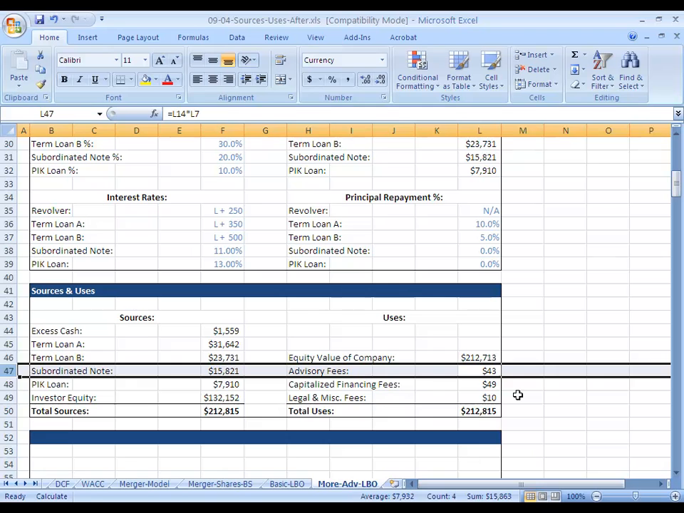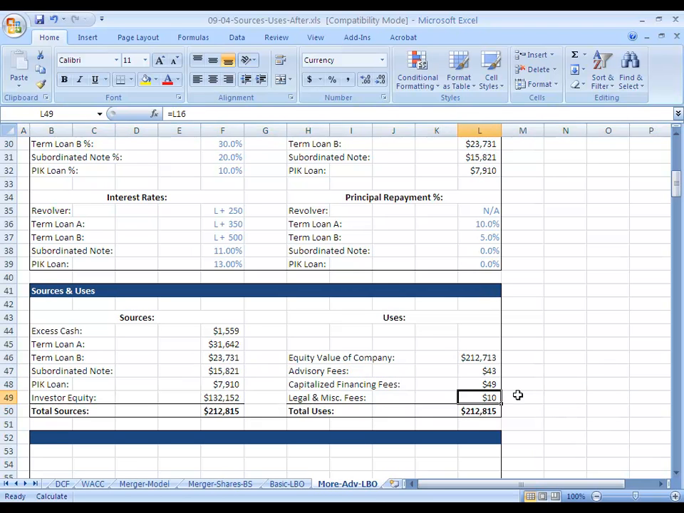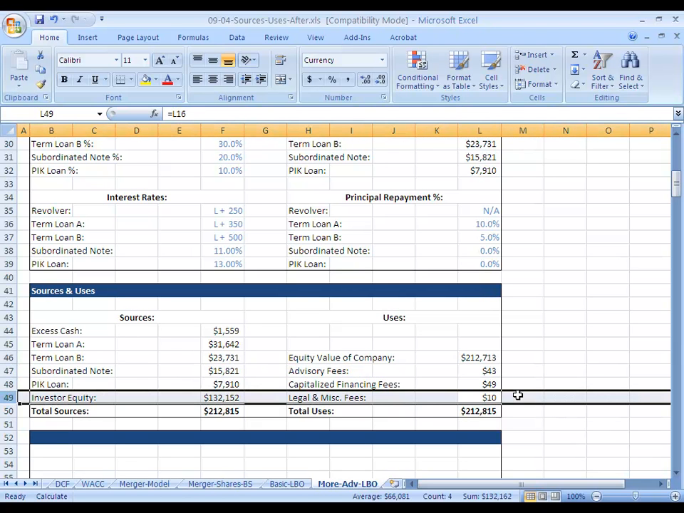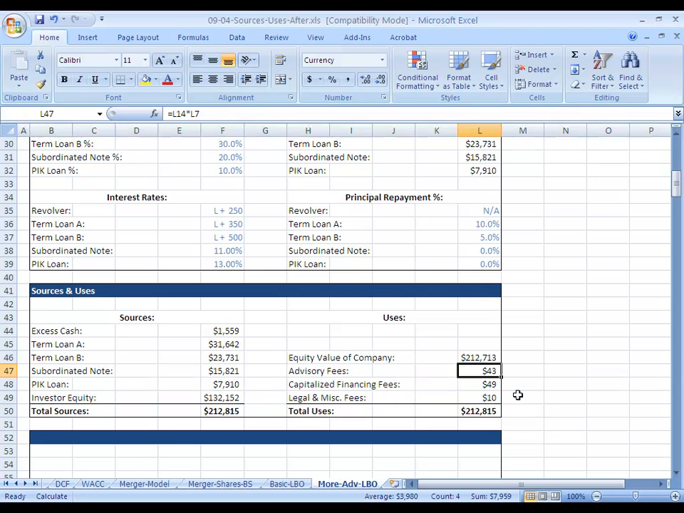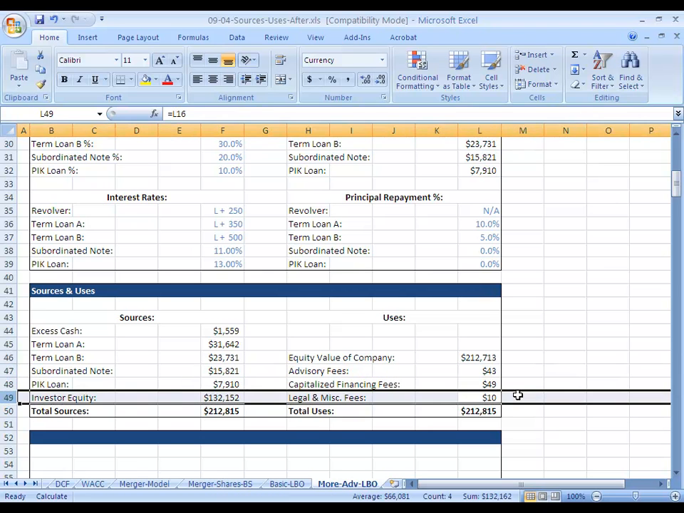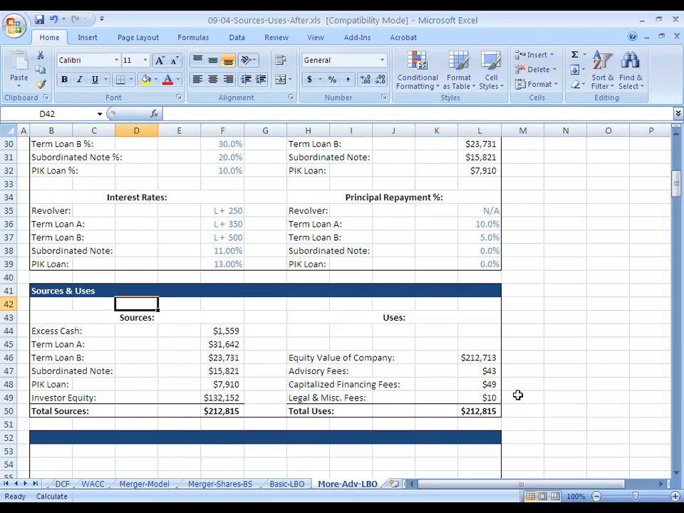The logic for that is that advisory fees and legal and miscellaneous fees correspond to only the transaction itself, whereas financing fees correspond to debt, which can last for many years. So that's why you capitalize financing fees and why you expense advisory fees and legal and miscellaneous fees. So that's how we set up a sources and uses schedule for our more advanced LBO model.